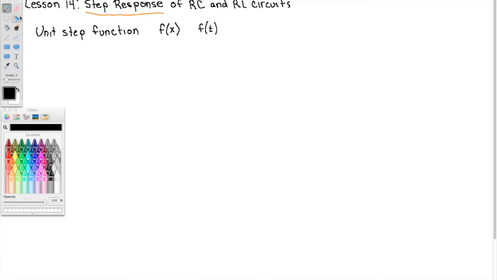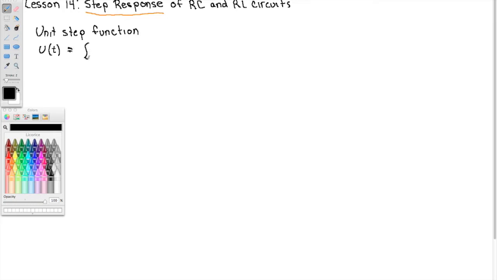And for the unit step function, we don't use the symbol f for any old function. We use the symbol u, meaning a particular function, the unit step function. So the unit step function, u of t. And sometimes, instead of saying the unit step function, we just call this a step, or a unit step.